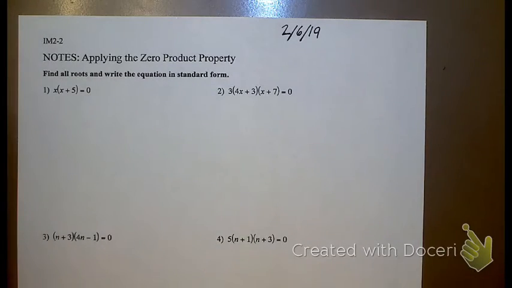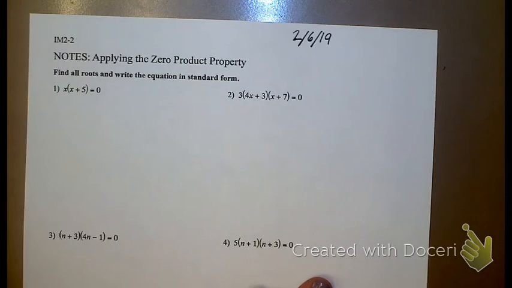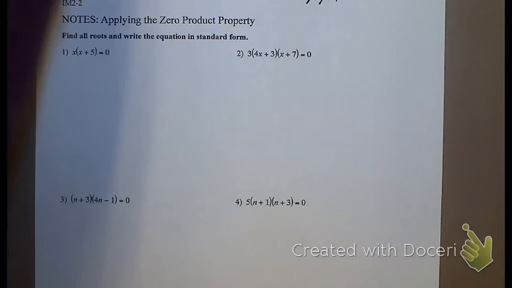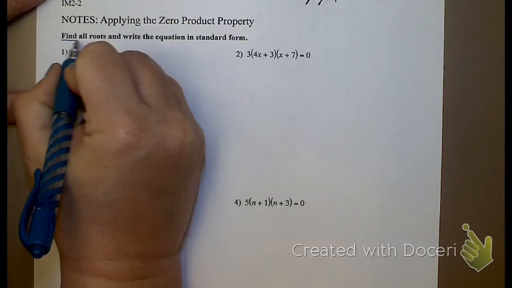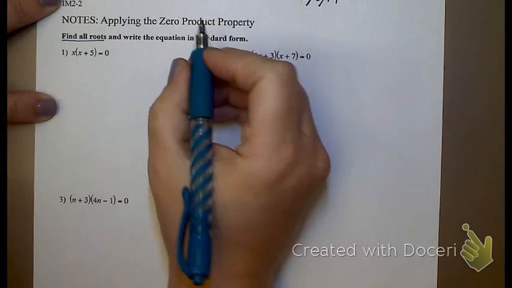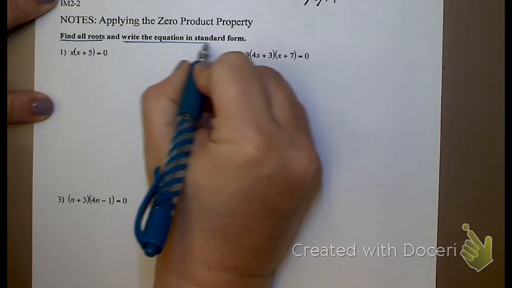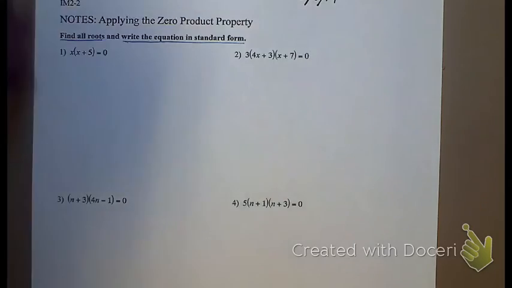All right, applying the zero product property. We have two different things that we're going to be doing with these problems. The first thing is we're going to find all roots, and then the second part is that we're going to write the equation in standard form. Now, starting off with finding all roots.